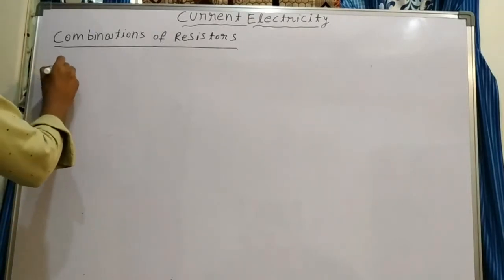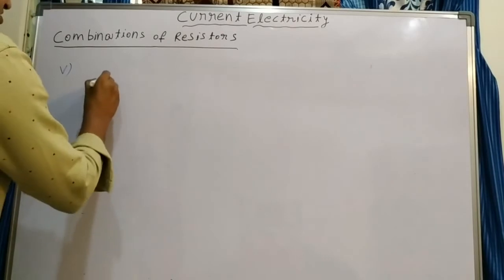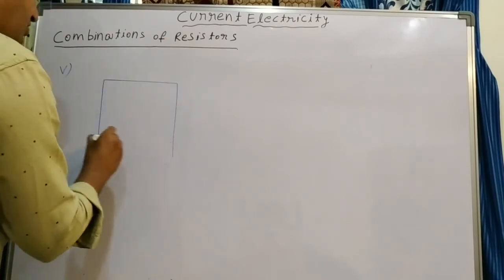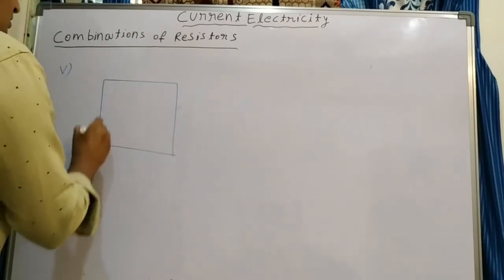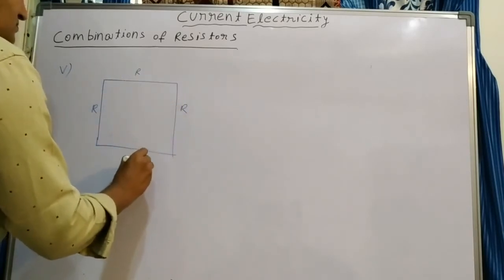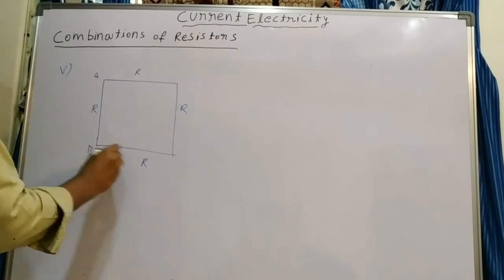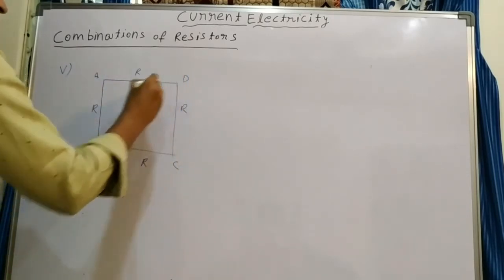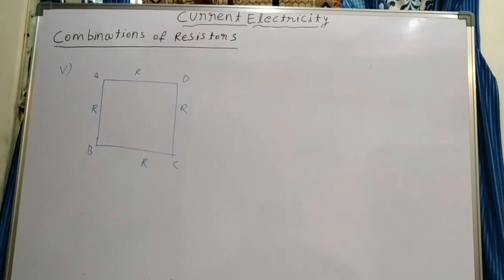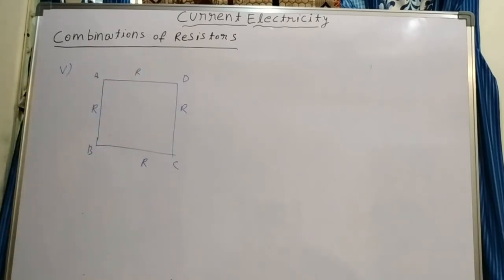Another case, suppose you take 4 identical resistors connected in the form of a square, each of resistance R. You can think of the corners as A, B, C and D. Suppose they ask about the resistance between opposite corners A and C, or B and D.